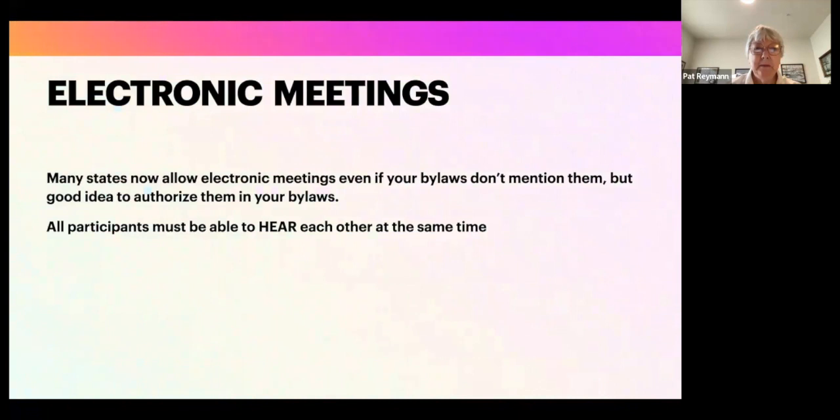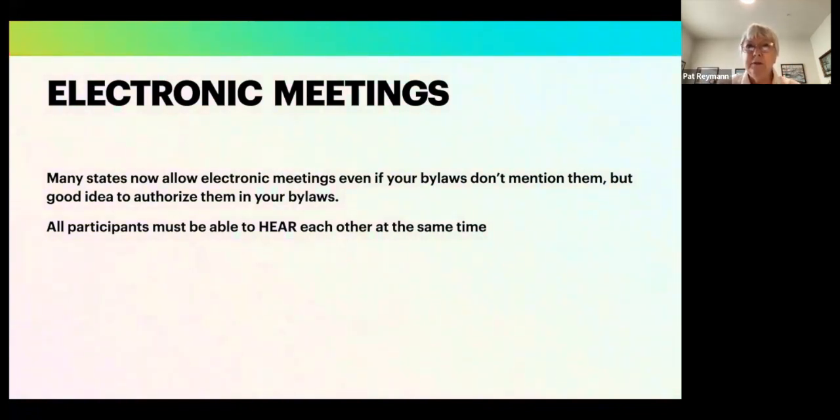Now, the thing about Robert's and electronic meetings, and this probably is a legal issue too, because I think there are statutes about this: all participants must be able to hear each other at the same time in order to consider it a valid meeting. They don't have to see each other. Zoom is nice in that you can see each other, but it's the hearing that's important.